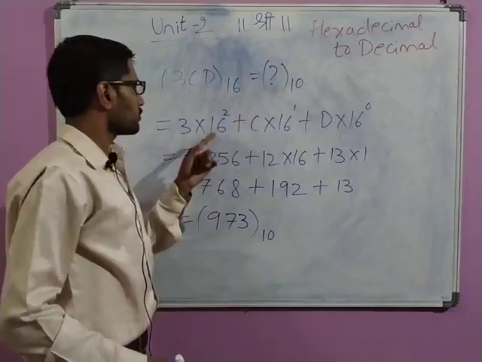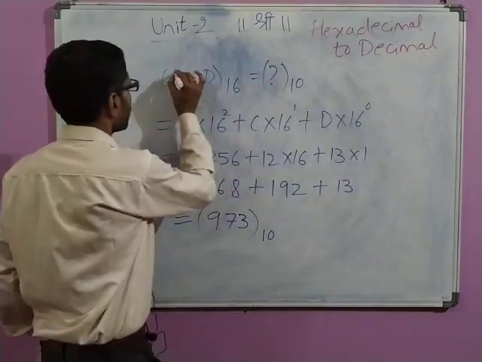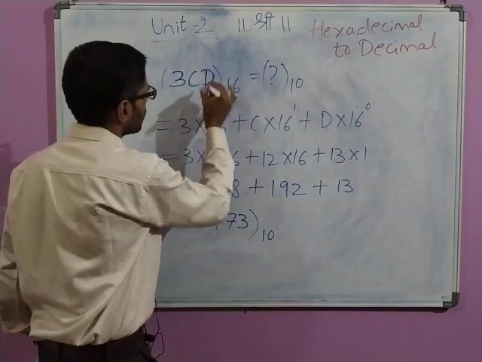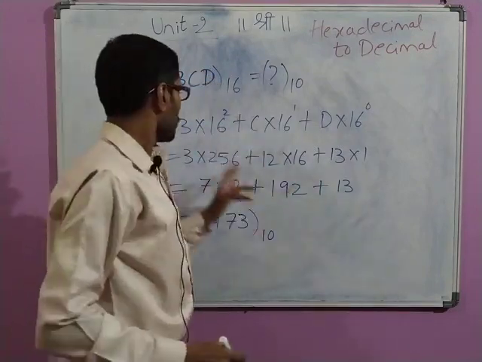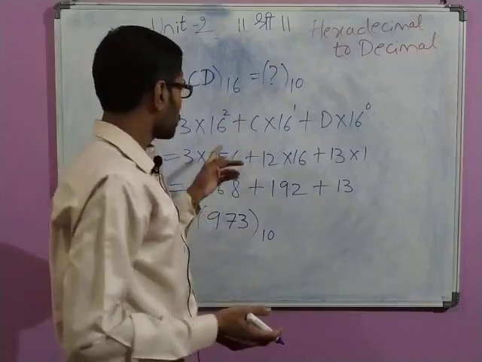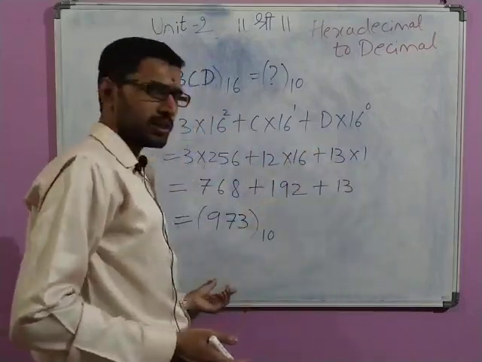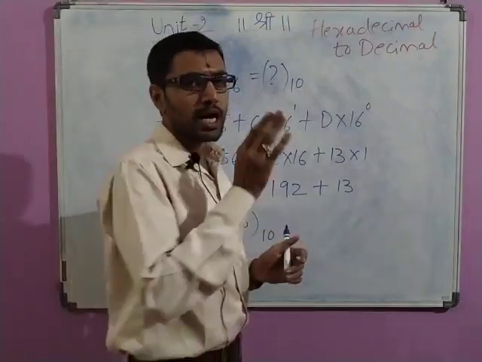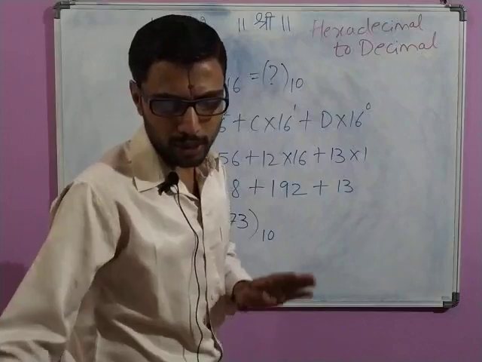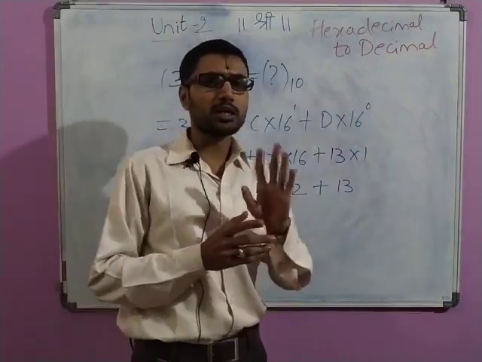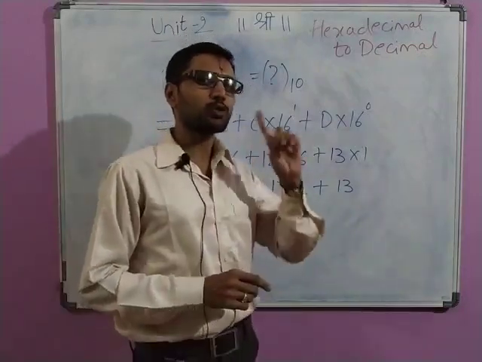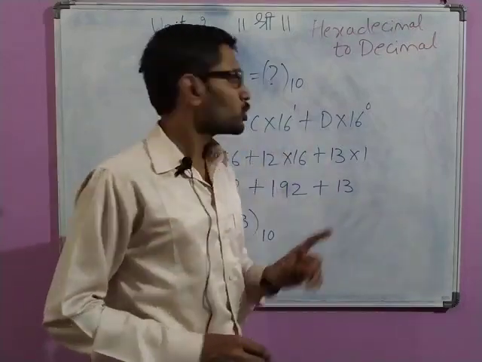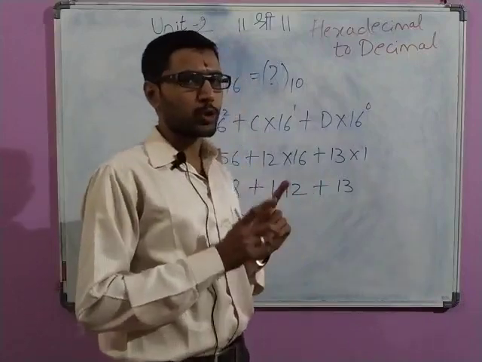So very simple, just take the digits, 3, C and D, 3CD. Take the digits, multiply with the positional values and get the result. So this ends the discussion of converting from another base to decimal base. But the three important conversions that you need to remember are binary to decimal, octal to decimal, and hexadecimal to decimal. These are the very important problems I need you to remember.